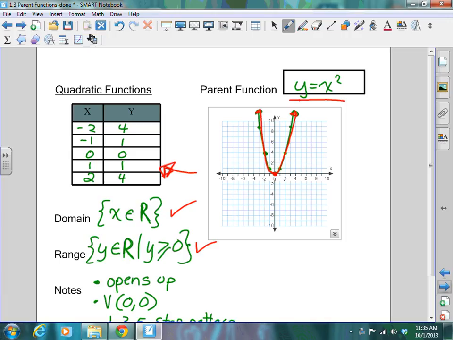If we shift this up or down, or have a minimum or a maximum value greater than 0, sorry about that, guys.